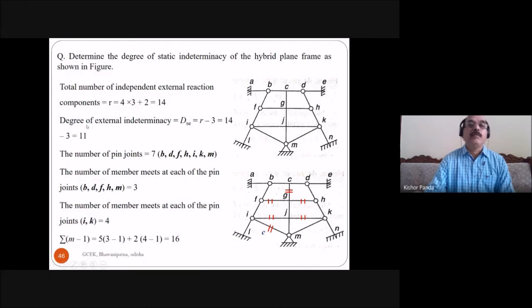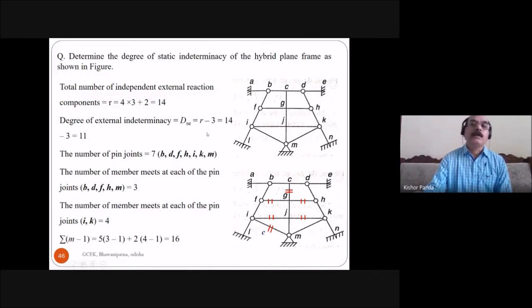Then find out the degree of external static indeterminacy. In the case of a plane frame, it is R minus 3. R is equal to 14, so 14 minus 3 is equal to 11. So the degree of external static indeterminacy of this hybrid plane frame is equal to 11.